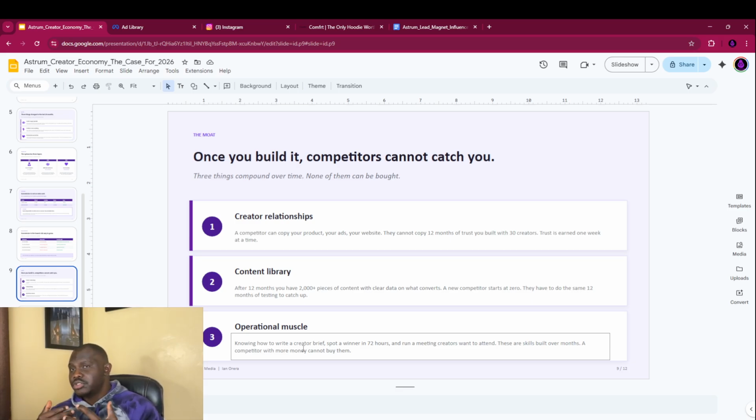You do not see these people as just assets for your business. These are people. You have to treat them like real people. They are your partners for your business. This is relationship built. It's trust. You have multiple pieces of content. Someone cannot just buy their way into this system. This operational muscle takes time to build, and once you build it, you have leverage, and that's the key. That's your moat.